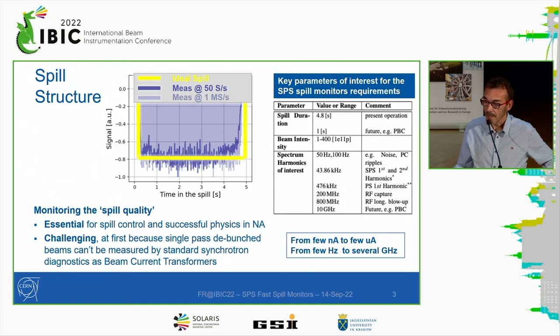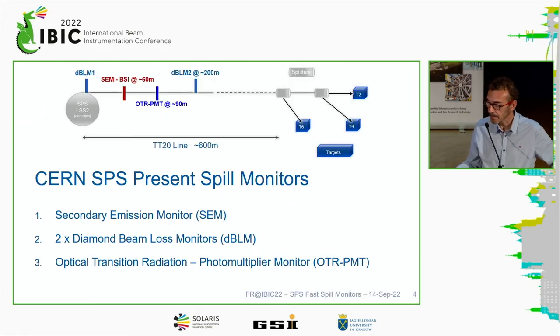On one side, considering the key parameters that were asked to be measured in time domain, intensity and frequency range that you see in the table, monitoring is essential for the success of the physics, but it is also challenging, given that we have to go from a few nanoamperes to a few microamperes of beam intensity in these 1 to 5 second periods, and then we are asked to investigate harmonics that go from a few hertz to several gigahertz.